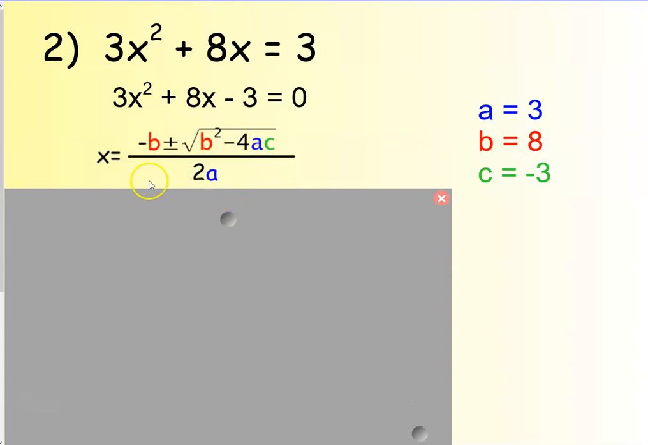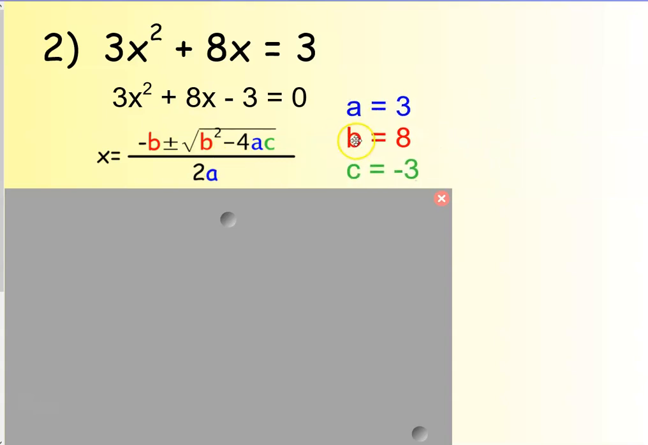There's my formula. x equals negative b, plus or minus the square root of b squared minus 4ac, all over 2a. You should always write that down, because that gives you a map to solving the problem. That gives us a plan of attack. And now it's just plug and chug. I'm going to take these numbers here and plug them into this formula. So here we go.